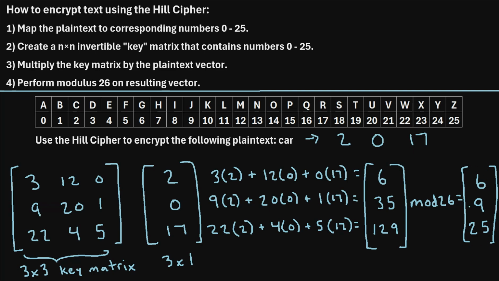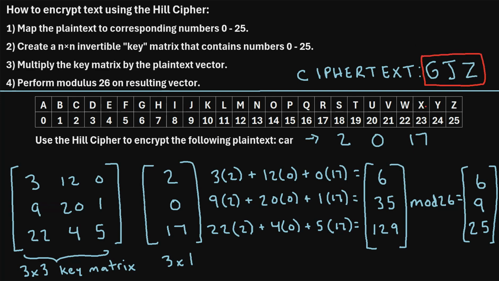The last step is we just want to convert these values back to their letter values. So for example, 6, we can see that that maps to a G. So our final ciphertext will start with a G, and then we'll see that 9, that maps to the letter J. So that's our next letter in the ciphertext. And then the last letter will be 25. We can see that maps to the letter Z. So we'll write Z as our last letter.